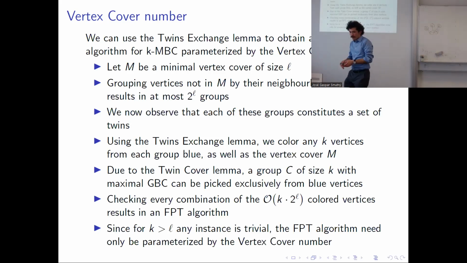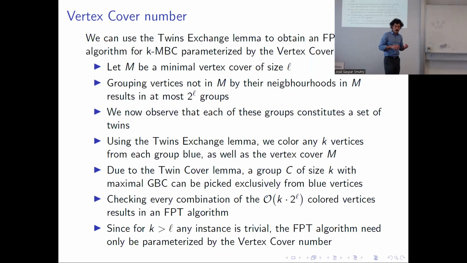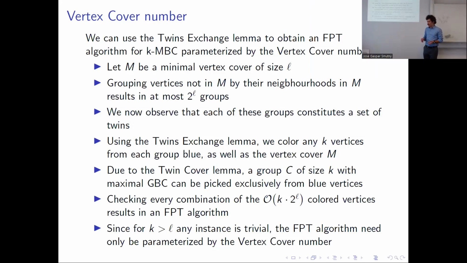We can simply color them just to distinguish them. But suddenly we are working not with a function of n vertices, but with only k times 2 to the l vertices. And if we simply check every combination of these vertices that we have selected, then we arrive at an FPT algorithm, because we got rid of the dependency on n for the number of vertices that we need to consider, which is a fine result.